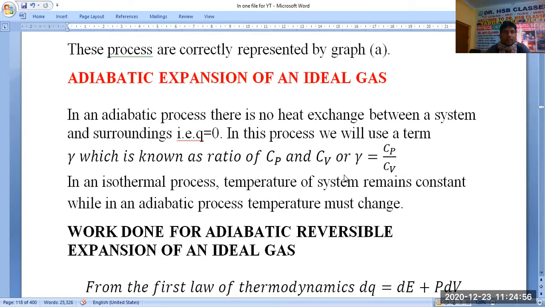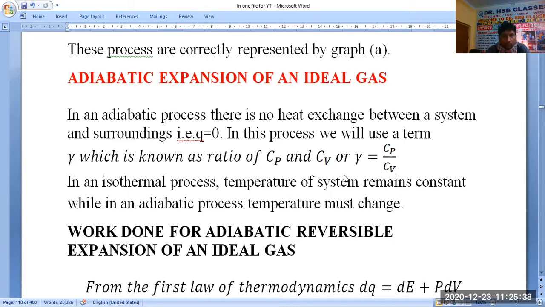In this video I will discuss the adiabatic expansion of an ideal gas for your third semester. What is the adiabatic process? An adiabatic process is one in which a thermodynamic system does not absorb any heat, but it can do some work using its internal energy. In an adiabatic process, there is no heat exchange between the system and surroundings, that is Q equal to 0 or dq equal to 0.